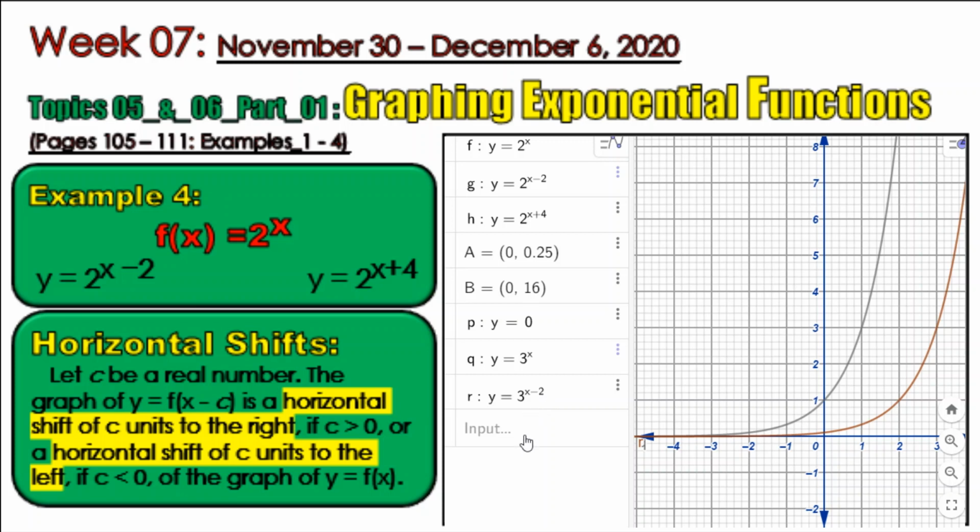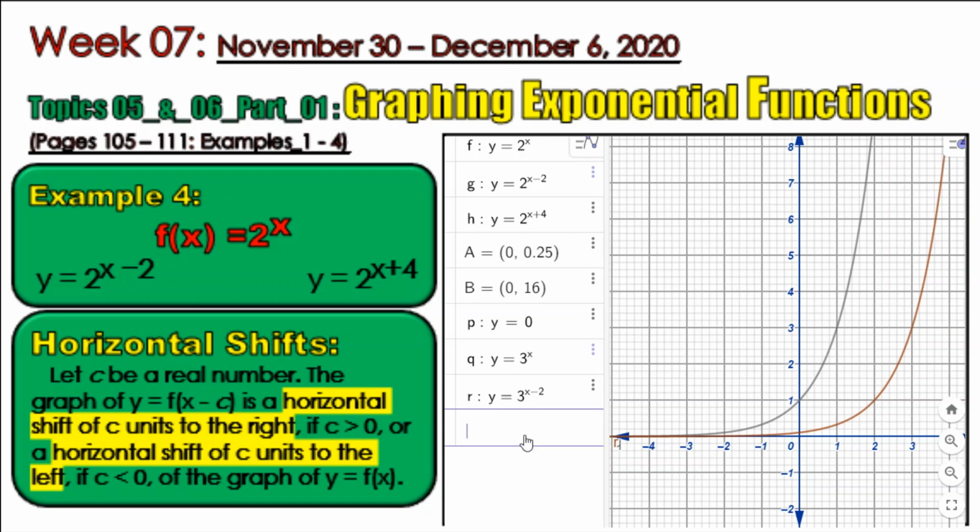Next, I would like to shift our graph y is equal to 3 raised to x to the left 3 units. So we have y is equal to 3 raised to x plus 3. We have shifted our graph y is equal to 3 raised to x, 3 units to the left, and our function is y is equal to 3 raised to x plus 3. So we have 3 units to the left, 1, 2, 3.